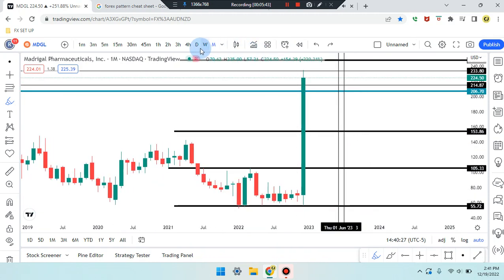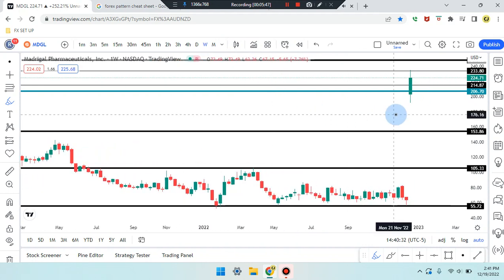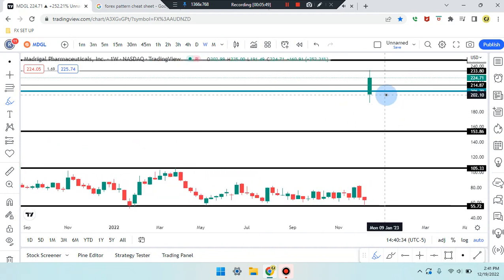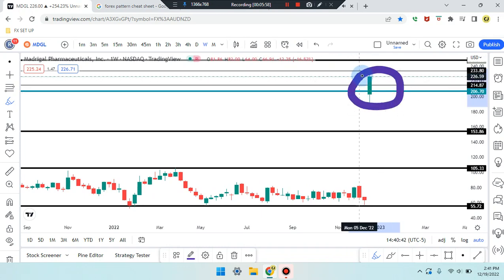Headed down the time frame, see what's going on. So on the weekly time frame, price action is a bullish green candle, doji style. So it's indecisive. Also, we have a huge gap in the market. So we just have to figure out what's happening at this area.